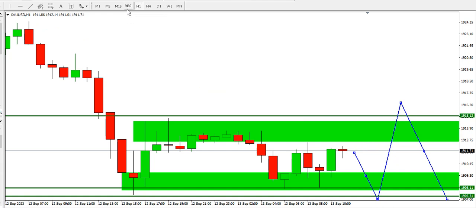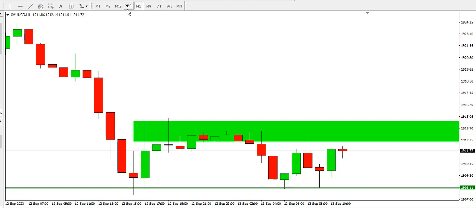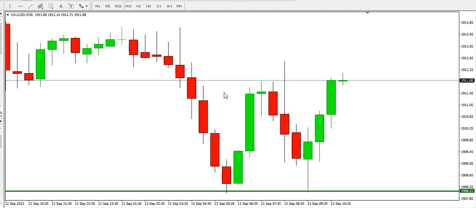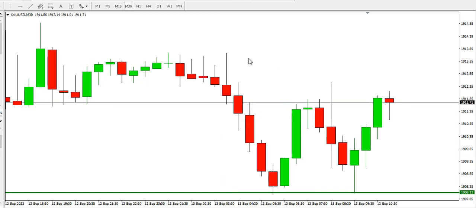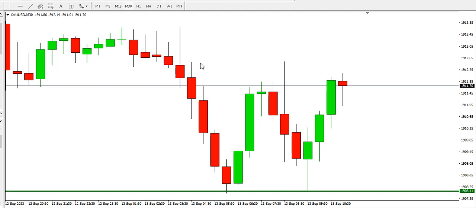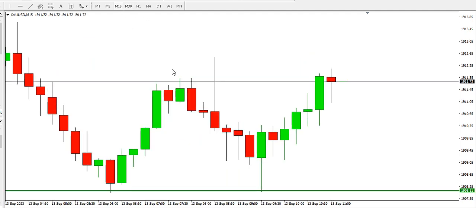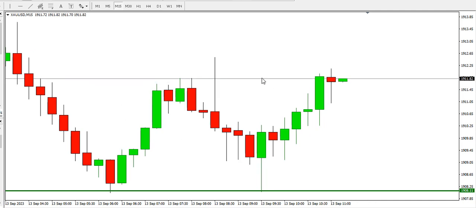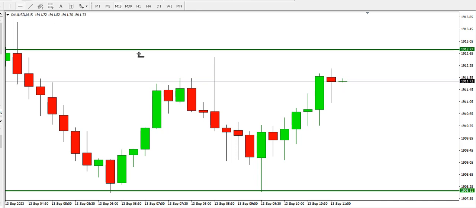So that's that for the 1 hour time frame. You can see price is ranging on the 1 hour time frame. Let's quickly look at what we have on the 30 minutes time frame. On the 30 minutes time frame, price is also ranging. We have a range in place. On the 15 minutes time frame, price is also ranging, but we are looking at a double bottom. The neckline is around here.